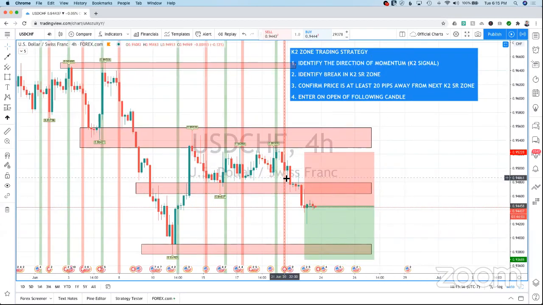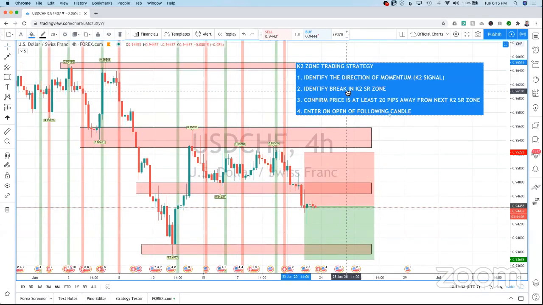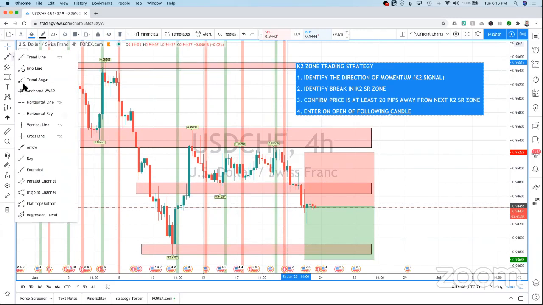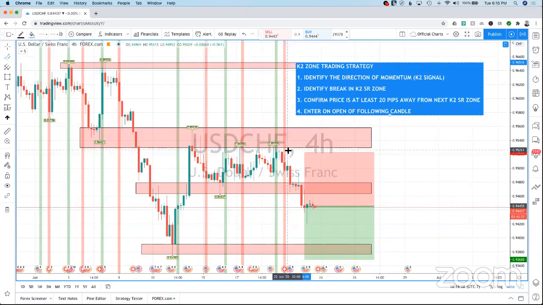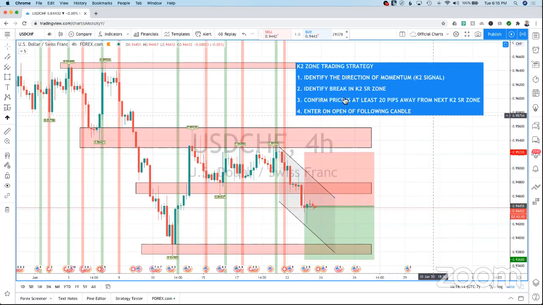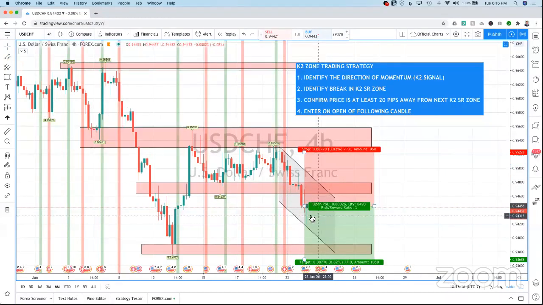So since we have a valid sell signal right here, which is a red sell signal with a bearish candle, we would have identified this as a momentum swing downwards. So you can see right here, obviously price swung downwards pretty heavily. It's a strong momentum move downwards right here. So after that, you want to identify a break in the K² SR zone.